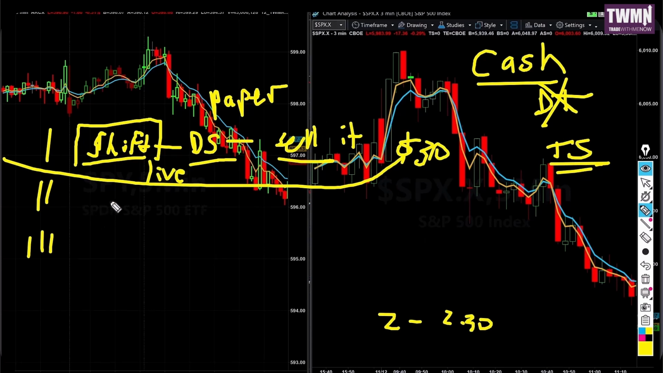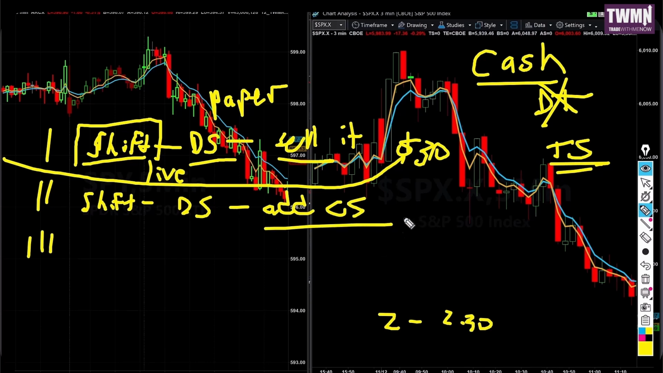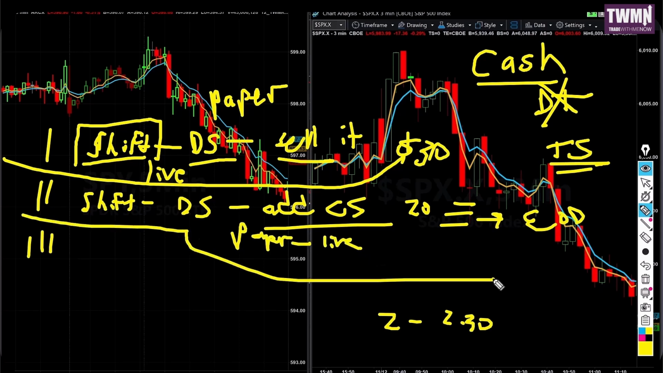Once you've done that, phase 2 is similar. You're going to spot the shift, buy the debit spread, but instead of selling it, that's when you're going to add the credit spread. And you're going to do that. Maybe you'll just make $20, but you'll end up with a butterfly, and then you'll be able to see what happens at the end of the day. Again, you're going to do this on paper, and then you're going to go live. Once you've done it on paper, then you can go live.